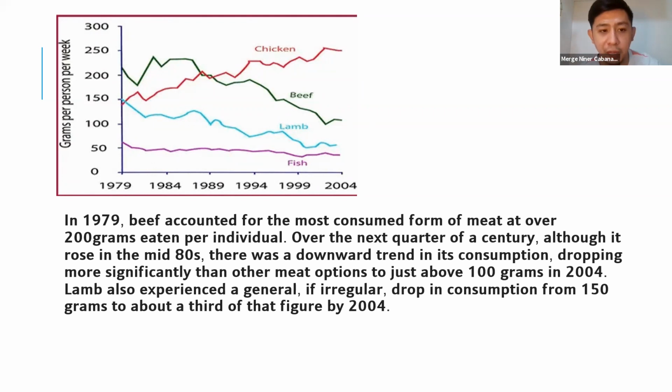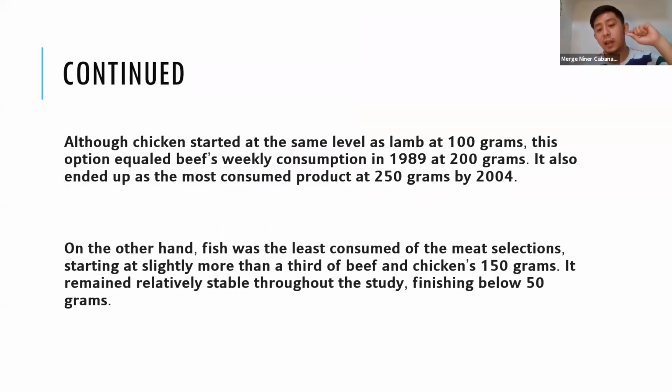Tingnan mo yung trend ng beef at saka ng lamb. They're both decreasing. That is the reason why I have put them in one paragraph. I want them to share the same paragraph. Now, the chicken paragraph is separate because it's another trend. It is an increasing pattern. And the fish one remained the same, remained stable, remained stagnant from 1979 until 2004. That's why I separated it.